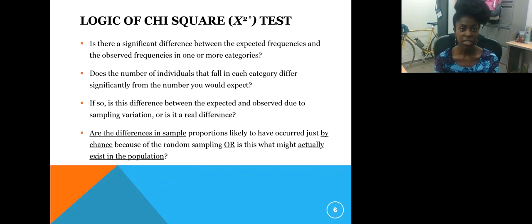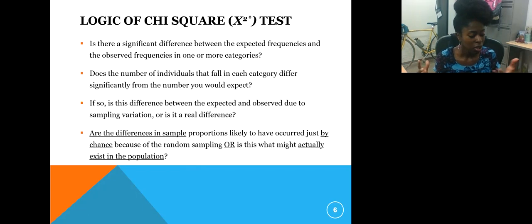Is there a significant difference between what we see and what we expected to see? Said another way, does the number of individuals that fall in each category significantly differ from the number that we would have expected? Again, is what we're seeing what we would have expected to see based on proportions? So if so, is this difference between the expected and observed due to sampling variation?